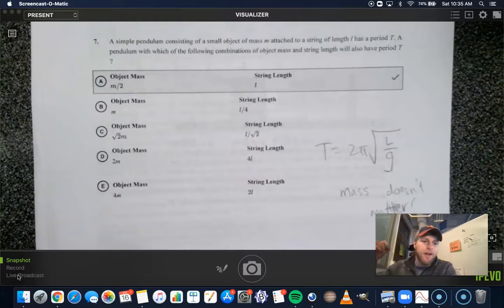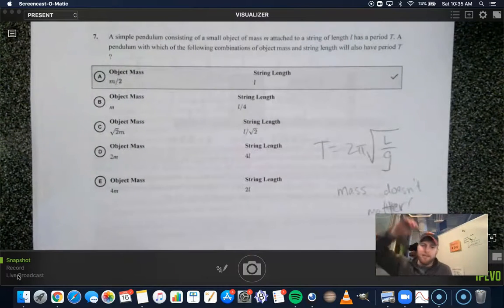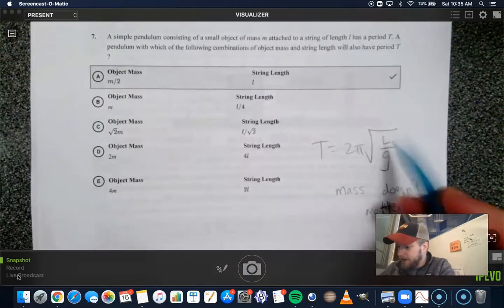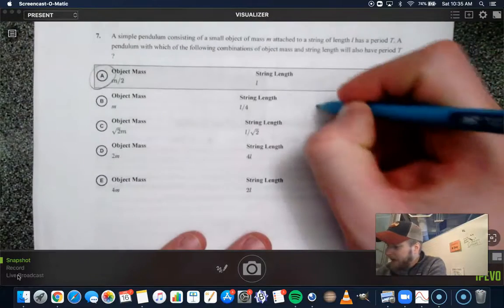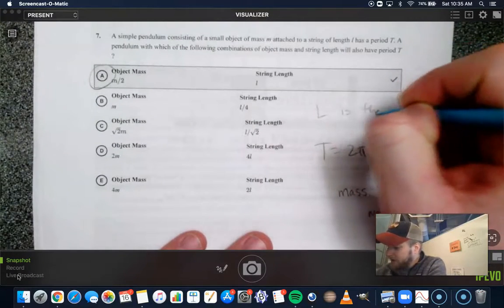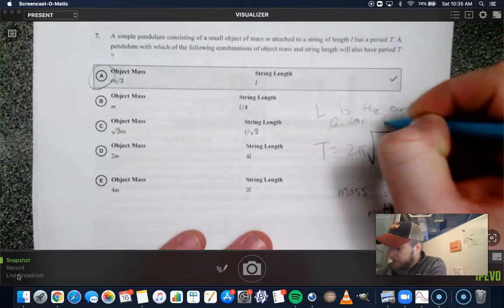This should be a gimme, though I think it's tempting to want to go for one of these where maybe you increase the mass and lower the length of the string or something like that. But we don't need to do that at all. It's just the one where the string length stays the same. So our answer is A. In other words, L is the only factor here.